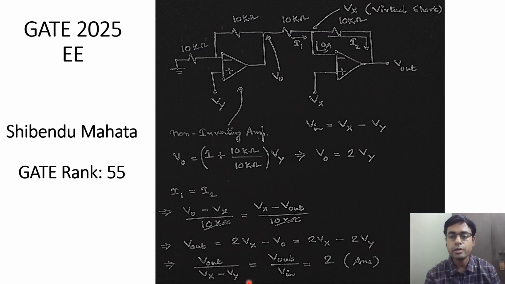If we take 2 as common, we get Vx minus Vy, which is the differential input V in. Therefore V out by V in, which is the gain of this double op amp structure, is equal to 2.